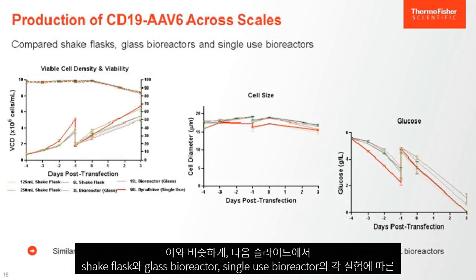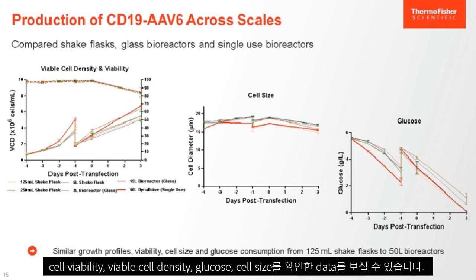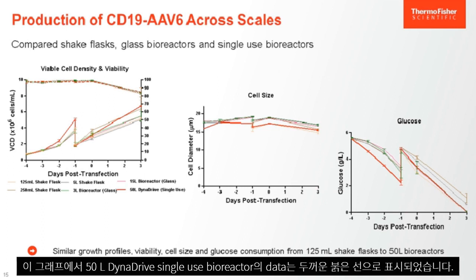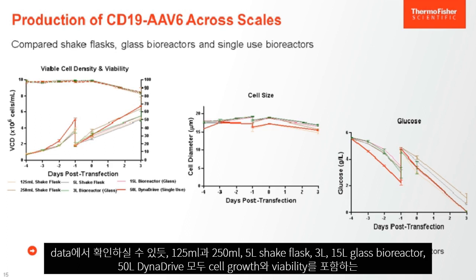Similarly, we compared shake flask, glass bioreactors, and the single-use bioreactors for viable cell density and viability across the expression run, cell size, and glucose, among other parameters that we'll share in the next slide. But what's evident here is that the dark red line in each one of these instances is our 50-liter DynaDrive single-use bioreactor. And we're seeing on the left-hand pane very excellent cell growth in the dark red line, and viability, and really across all of the different formats that we showed here, from 125 ml shake flask to 250 ml shake flask, 5-liter shake flask, 3 and 15-liter bioreactors, and the 50-liter DynaDrive.